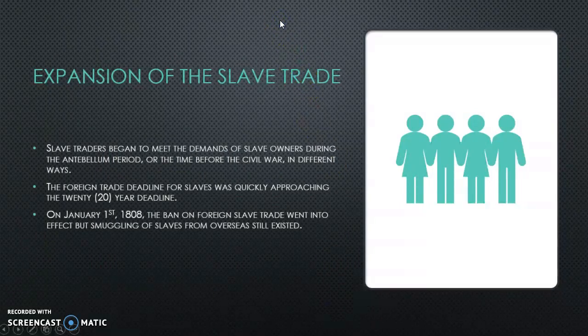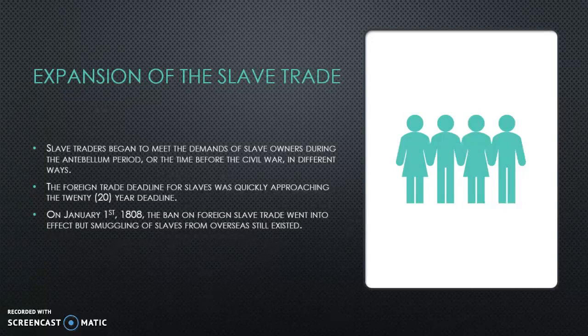So the expansion of the slave trade. Slave traders are going to begin to meet the demands of these slave owners during the antebellum period. The antebellum period is the time before the Civil War, and slave traders are going to meet this in different ways. If you remember from a couple of lessons ago, the foreign slave trade deadline was quickly approaching. During the Constitution, the founders decided that the foreign slave trade must end within 20 years. And that was quickly approaching by 1807, 1808.